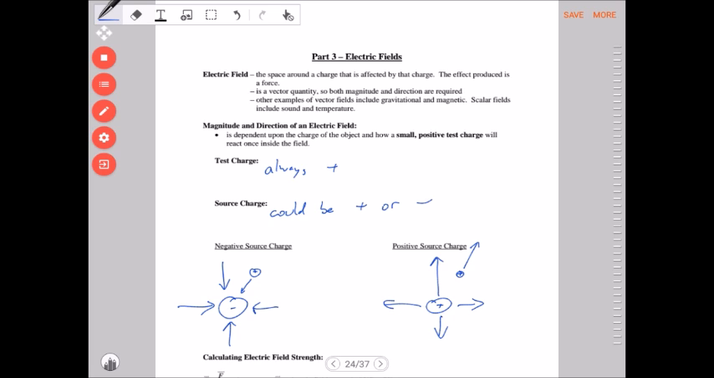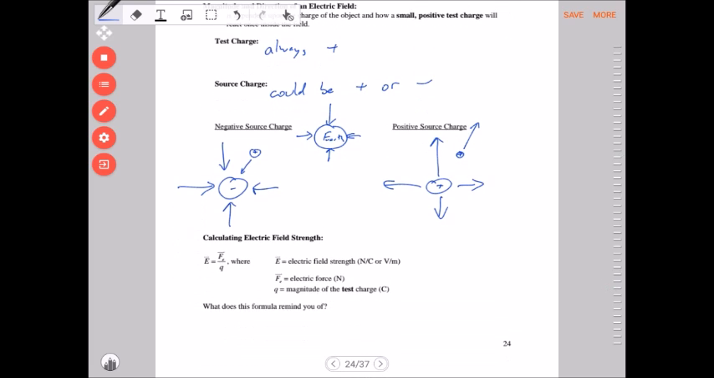Now we do have a little bit of experience with this because remember, if we have the Earth, its gravitational field was always pulling down, right? The people in Australia don't fall off the Earth. They are still attracted to the center of the Earth. So a gravitational field looks a lot like the electric field around a negatively charged object. Again, a positive charge has an electric field going outward.